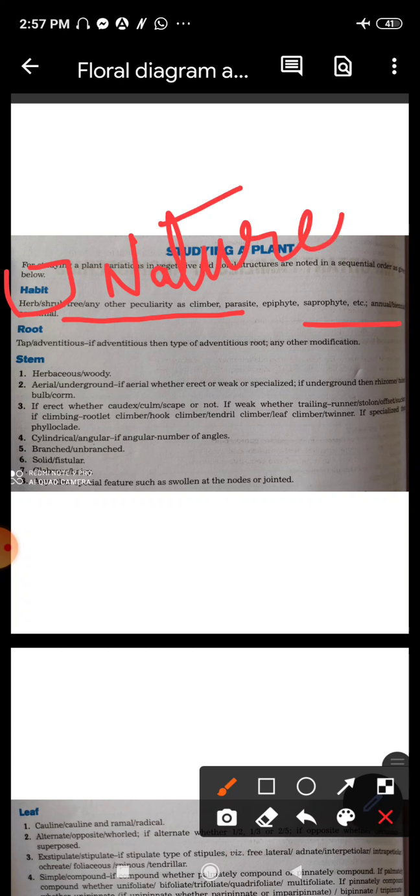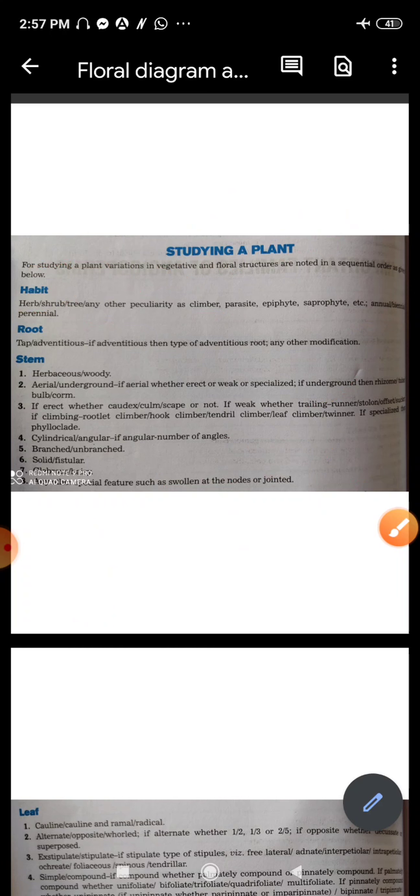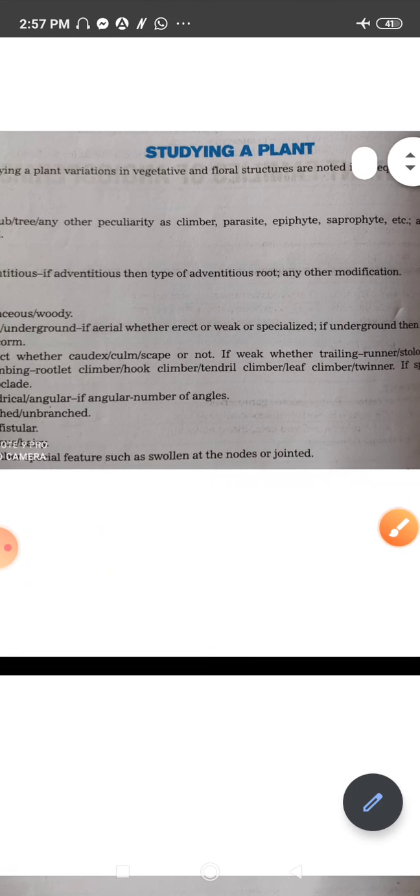There's a difference between habit and habitat. Habitat is the place where the plant is found, and habit is the nature of the plant, right? And I just told you what we mean by the nature.